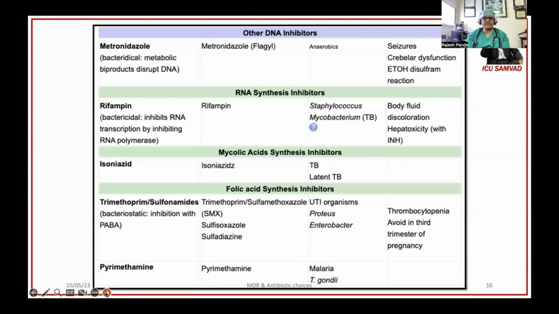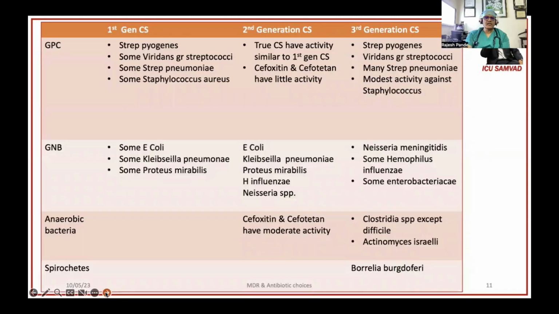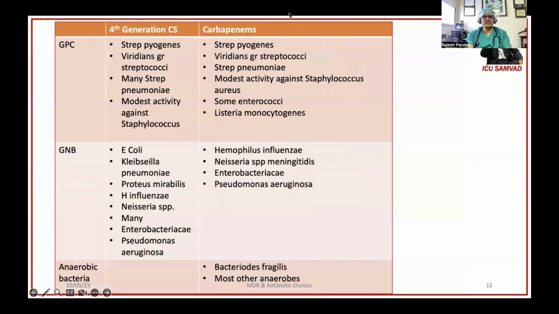Problems are seizures, cerebellar dysfunction. Then it has a reaction after consumption of ethyl alcohol, like disulfiram. Rifampicin, etc., are effective against Staph aureus and Mycobacterium. Isoniazid again, TB and latent TB. Folic acid synthesis inhibitors like trimethoprim and sulfonamide, they are bacteriostatic, and they are effective against UTI organisms, Proteus and Enterobacter. Pyrimethamine is for malaria, Toxoplasma gondii.